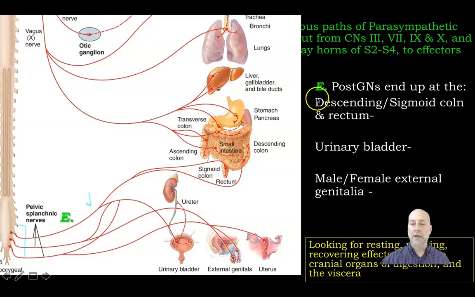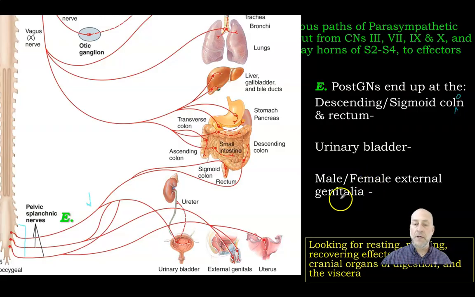And what are you doing when you get there? At the descending and the sigmoid colon, sorry, missing an O, my bad there. Descending sigmoid and the rectum, increasing motility. Pushing the fecal matter through to defecate. Get that going, okay? Urinary bladder, start contracting the detrusor muscle. Start emptying the urinary bladder, right? Release the constriction on the urinary sphincter so that you can urinate.